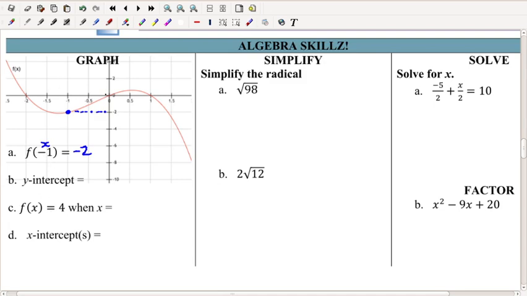Y-intercept, where does it cross the y-axis? Well, that would be right here at 0, 0. So y-intercept is 0.